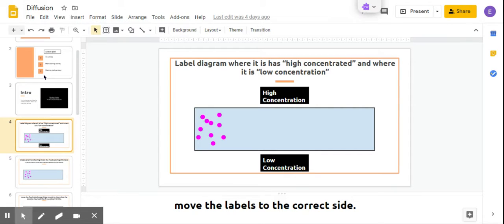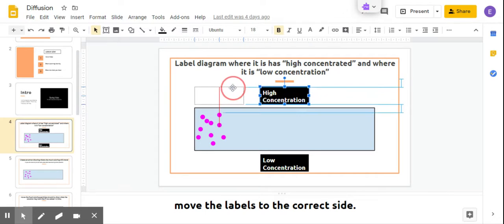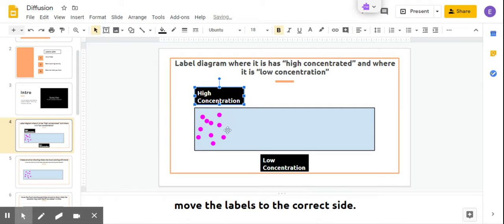Okay, so the first question was high concentration versus low concentration. We talked about this a bunch when we were talking about density in all of our solutions, right, when we were talking about iced tea. So first, we have a bunch of food coloring on one side and none on the other. So I'm going to move this high concentration to this side, to show that there is more food coloring on this end. And then low concentration, we can move to this end.